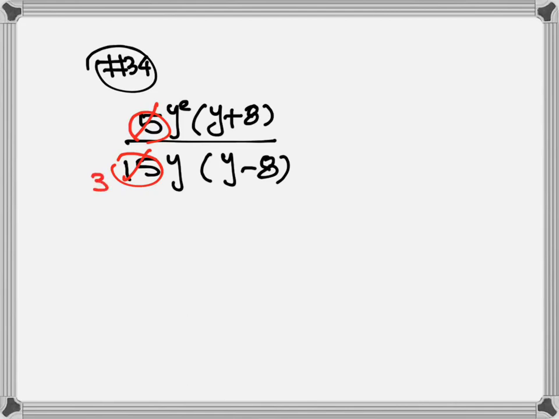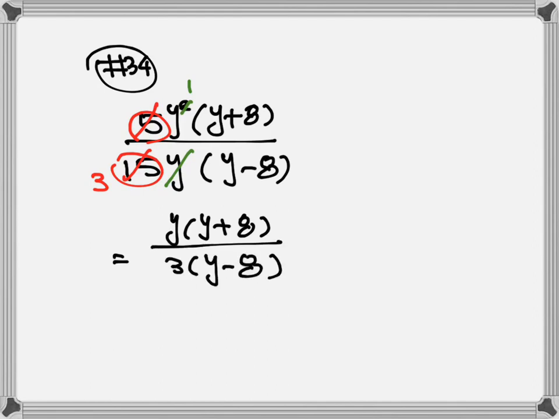Then also for the y, we can divide the y, so we cancel, and this becomes what? A 1, so we have y to the first power on top. So my answer is equal to y times y plus 8 over 3 times y minus 8. Then that's it. That's my answer.